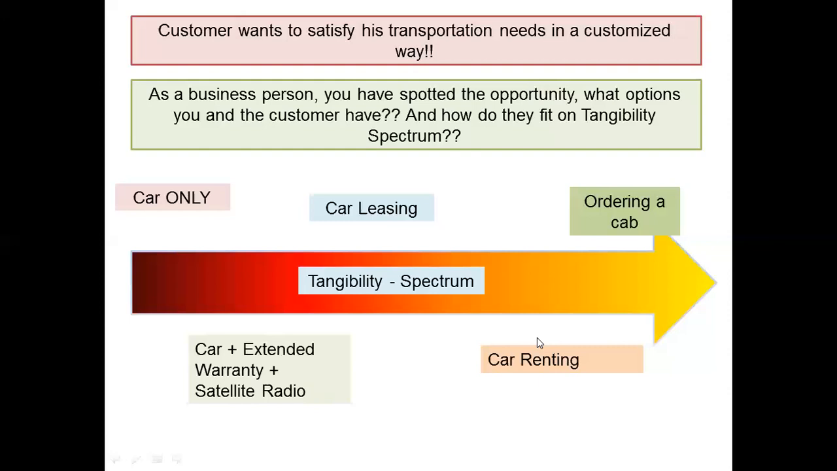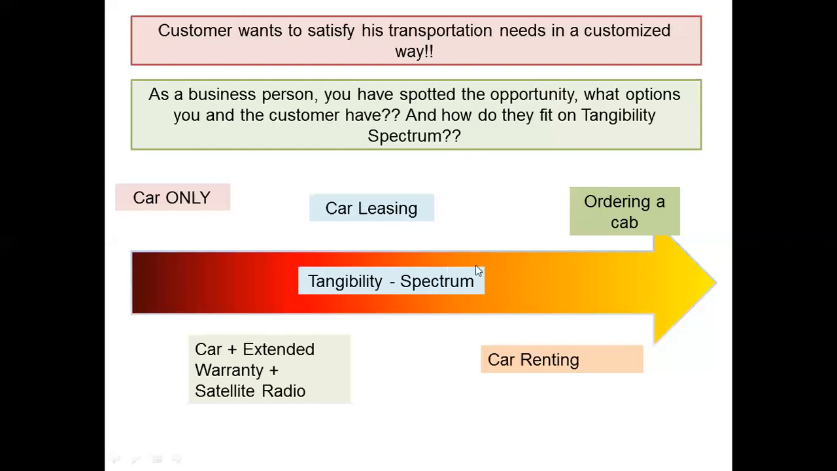If we take it further beyond this, the customer may end up ordering a cab. He just orders a cab like Uber or Ola. So this will become a pure service now, where the customer has paid for the pick and drop, and the rest is managed by the cab company. So this is a pure service, just like the motel or the restaurant example we have seen on the previous slide.